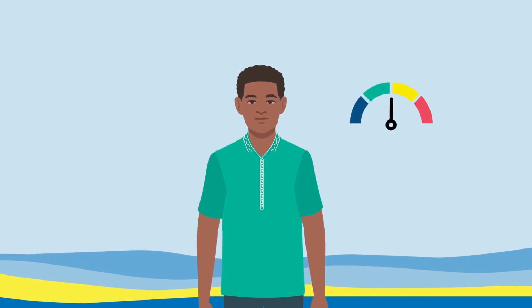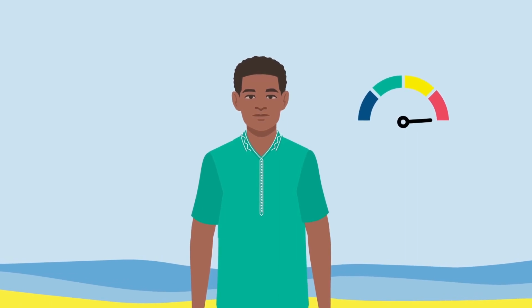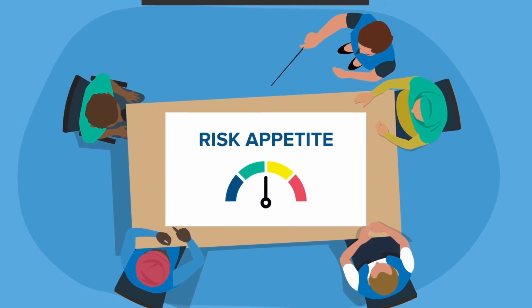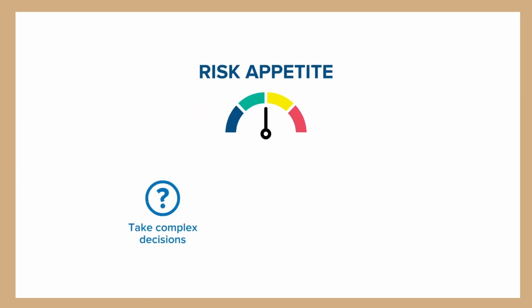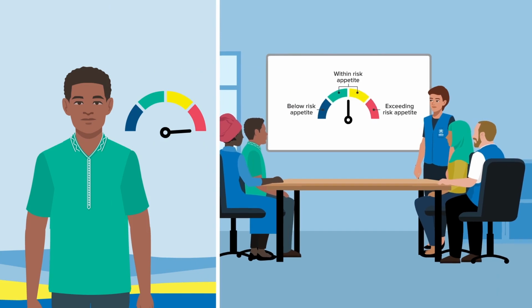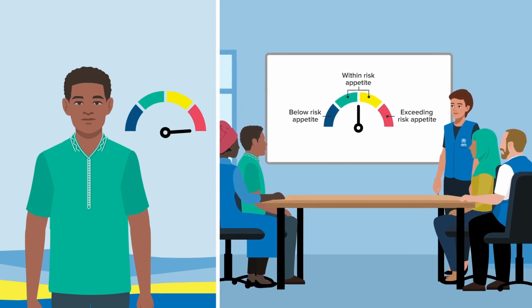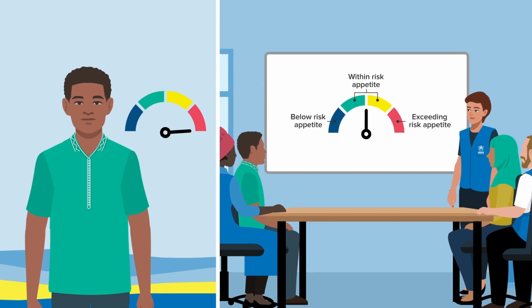When evaluating risks, do you consider what your appetite for risk is and how this will help you in achieving your objectives? In UNHCR, we are increasingly using risk appetite to manage our programs more effectively. Risk appetite is a dynamic tool that can help us take complex decisions, avoiding excessive risk-taking, as well as inaction or overcaution. By thinking clearly about what our risk appetite is in different areas, we can see if and where we are taking too much or too little risk and adjust our actions before it is too late.